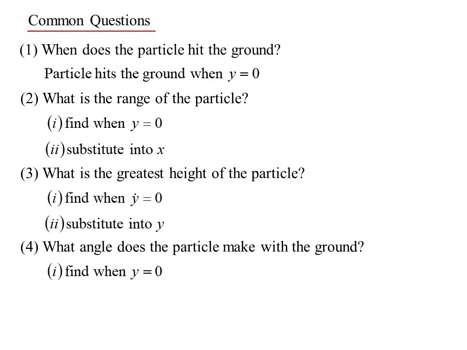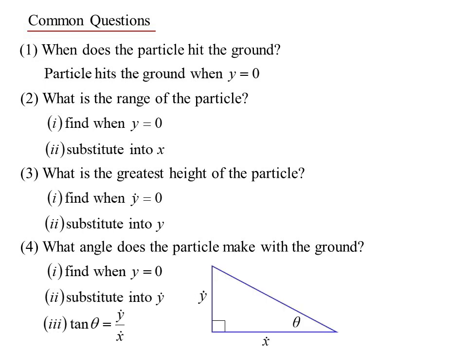Well, find when, in this case, y equals 0, but whatever the point is we're talking about, substitute into the y dot. Notice I haven't bothered substituting into the x dot because that's constant. But then we just draw a triangle. Oh yeah, look, tan theta will be y dot on x dot. Work it out.